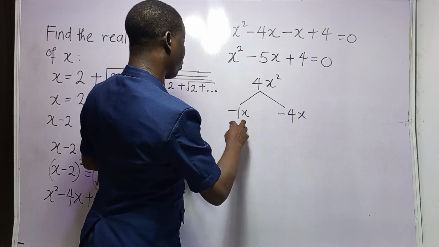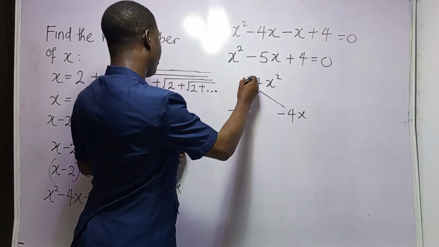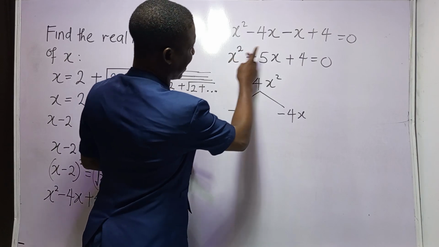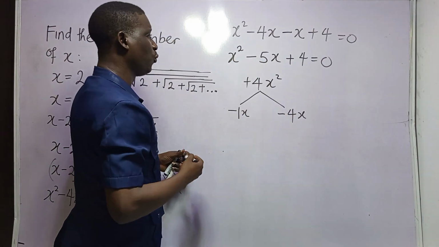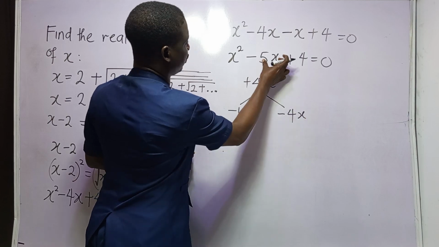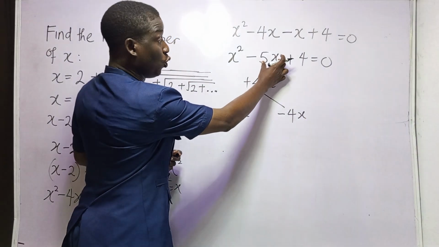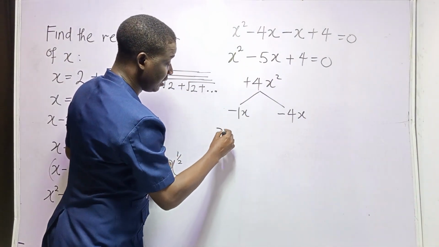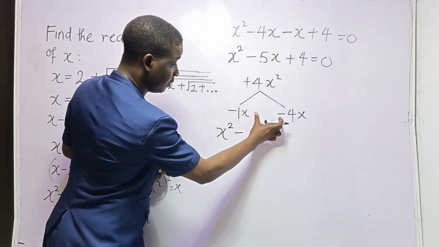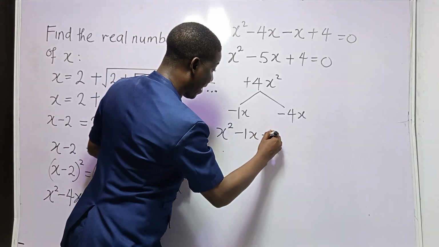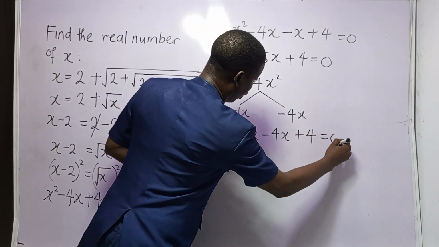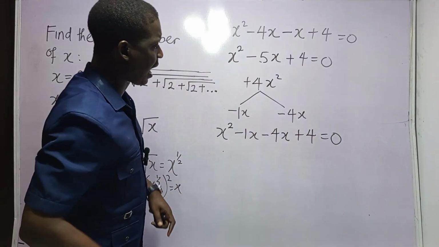The way you multiply, you are going to have plus 4x squared. So how do we get the 4x squared? We multiply these times this. So finally, what I want to do now is to replace -5x with -1x minus 4x. So in that case, you say x squared minus 1x minus 4x plus 4 equal to 0.